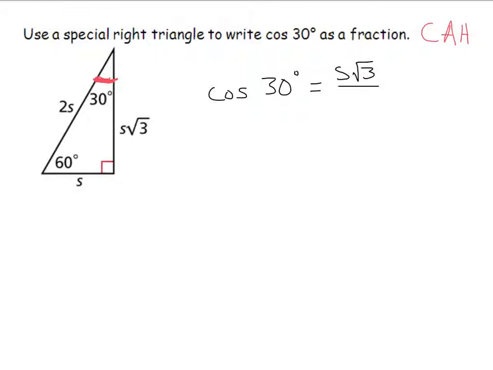Divided by, then, the hypotenuse of my triangle, and the hypotenuse is always opposite of my right angle, and the hypotenuse was 2s. Now, to simplify that down, I know that the cosine of 30 degrees, then, is going to be where I could take this s and this s, simplify it down, and get the square root of 3 over 2. And you're all done, because you wrote it as a fraction.